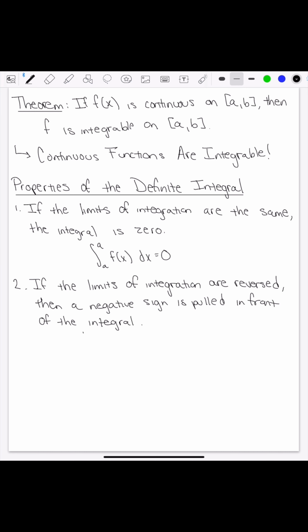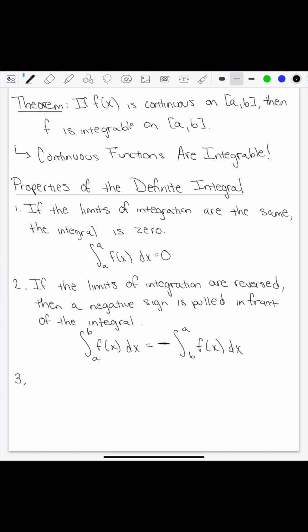Right, so let's say I have this function f of x that I'm integrating from a to b. What I could do, if for some reason it was easier for me to flip the bounds and make the lower bound b and the upper bound a, then I would have to put this negative sign up front. So whenever you want to flip or reverse the limits of integration, you have to pull out a negative sign.